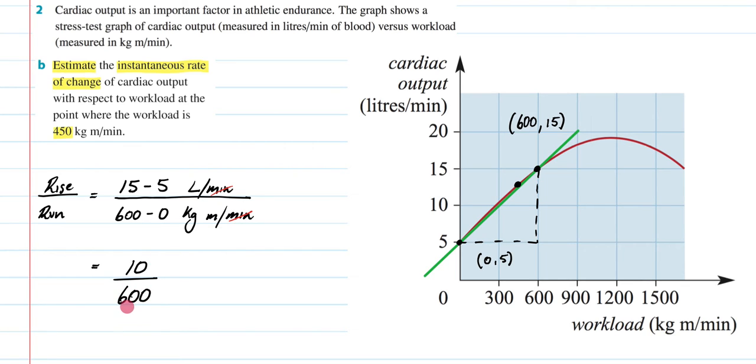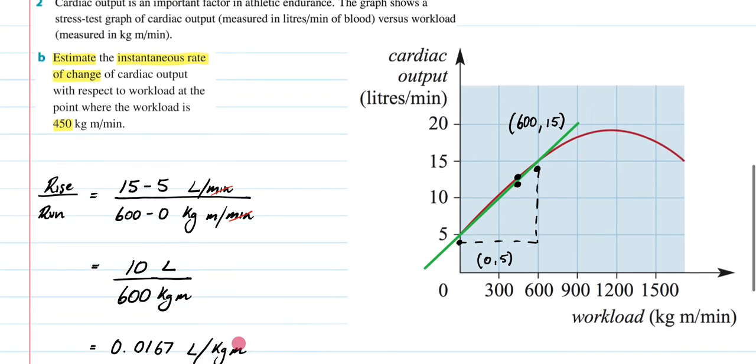Having done that, I'm going to make sure I still write my units here. I'm going to grab my trusty calculator and go 10 divided by 600, which is 0.01666666. So it's going to be 0.0167, and my units are liters per kilogram meter per minute. That is my final answer.